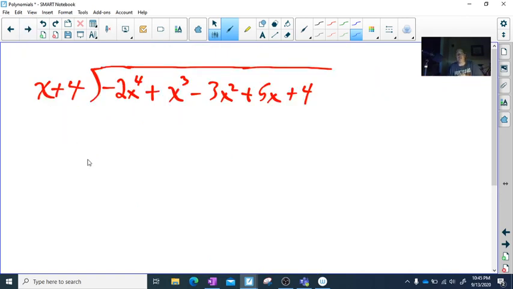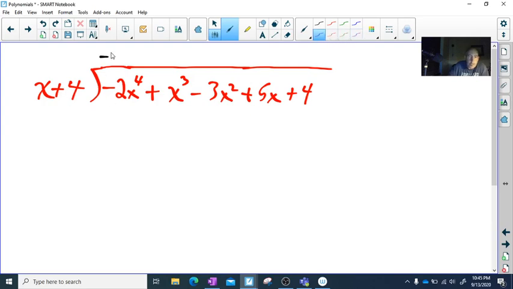Alrighty, let's try it. So this one, I'm double checking here. They're still in descending order. Now this one should work pretty nicely because everything's there. X to the 4, 3, 2, 1. So we should be good. We shouldn't run into too many snags on this one. You should be able to do it pretty quickly.